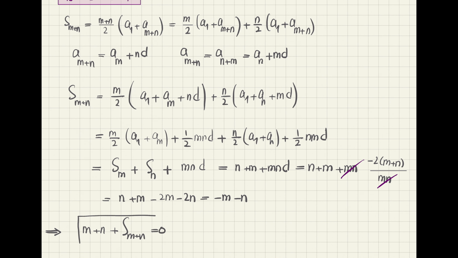So probably this is the best solution for this problem. It's a combination of the first solution and a different point of view of how to look at the arithmetic sequence here.